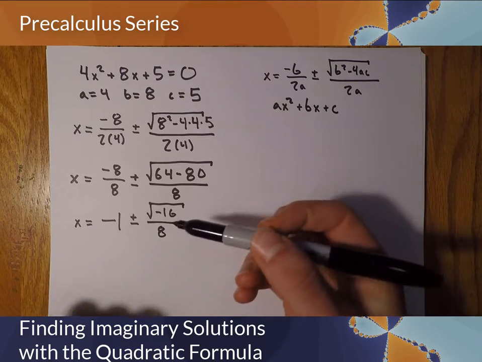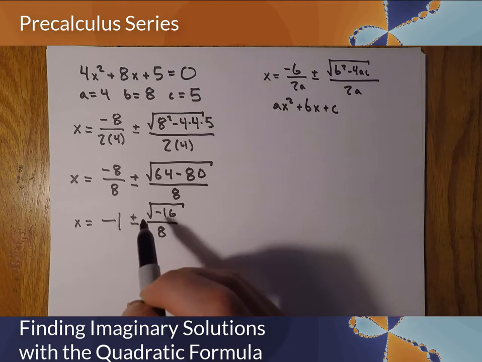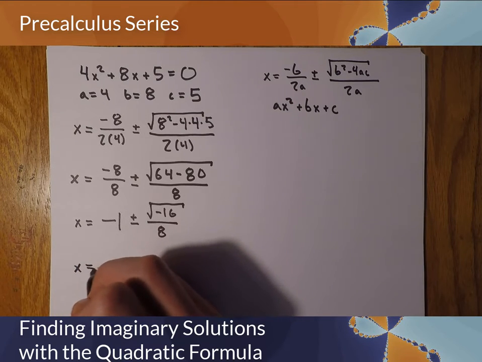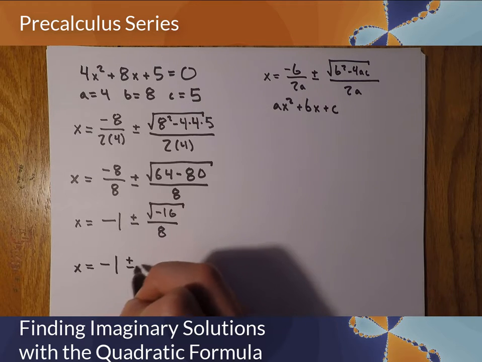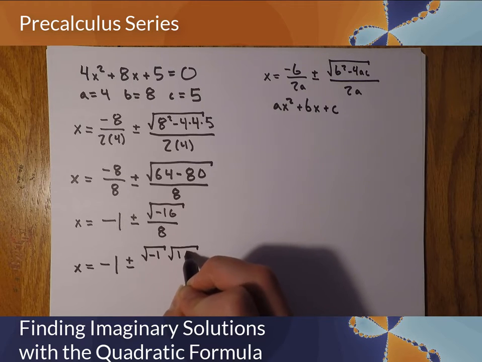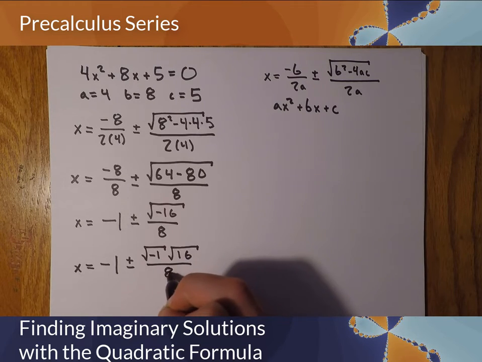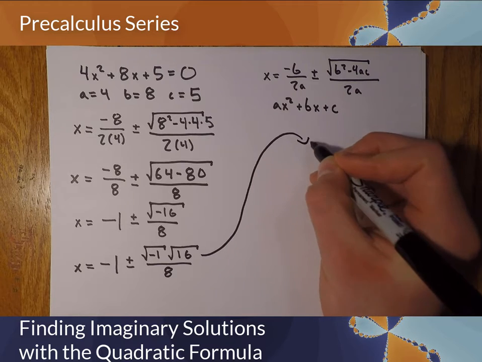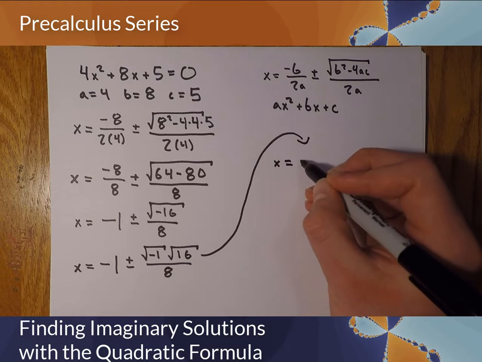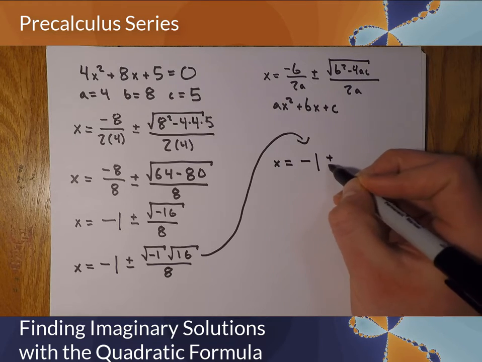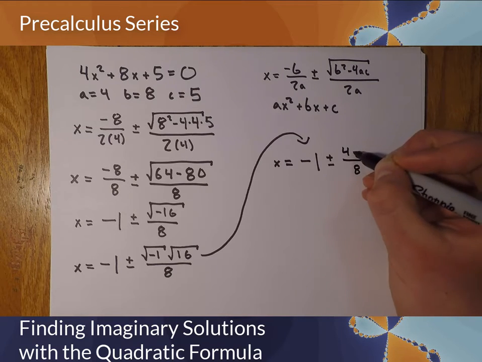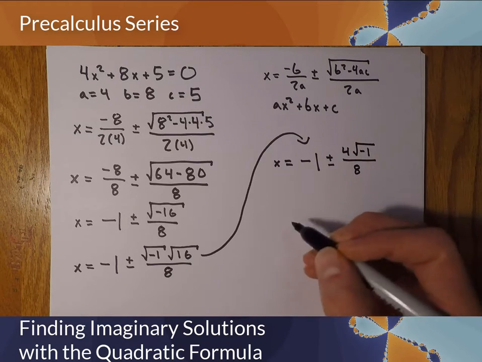And right now we can see that we can't have a negative number inside a radical, so we have to do something about it. So what we do is, just using the properties of square roots, imaginary numbers, we rewrite this as square root of negative 1 times the square root of 16 over 8. I'm just going to move it back up over here. And now we can rewrite this as negative 1 plus or minus 4 over 8 times the square root of negative 1.